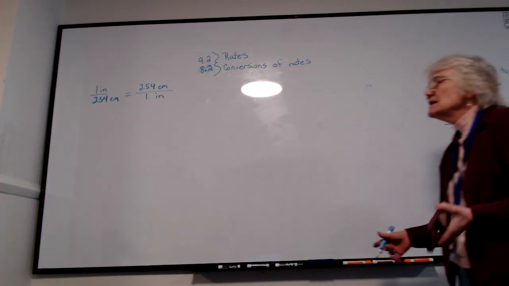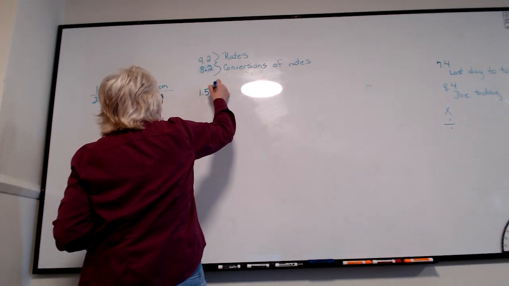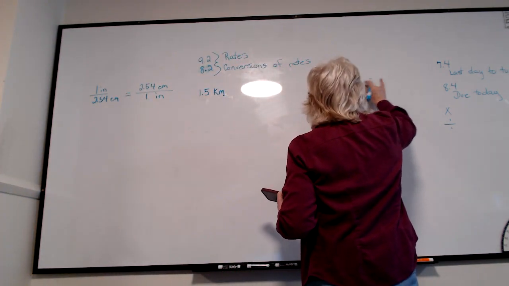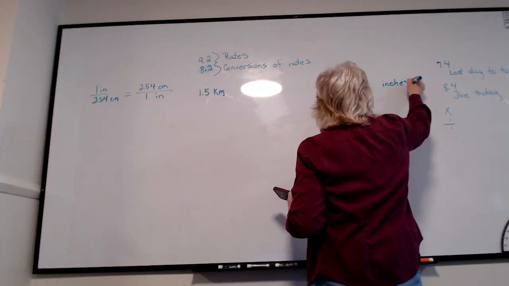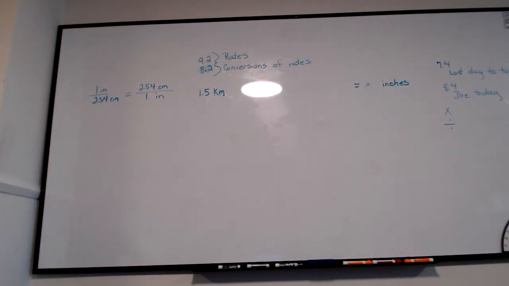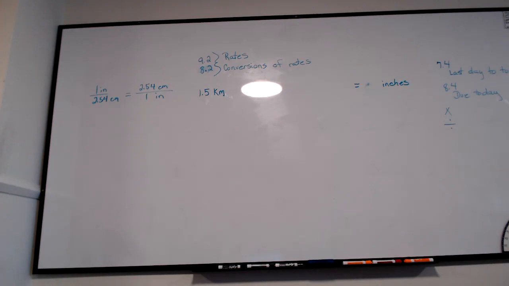Okay, so let's say I start with 1.5 kilometers, and I want to know how many inches that is. So we're starting with kilometers, and we want to know how many inches it is. So to use the 2.54 conversion, what do I first have to do with my kilometers? What do I have to change them into? Well, do I have to change them into miles? Or, I mean, what's my conversion between?